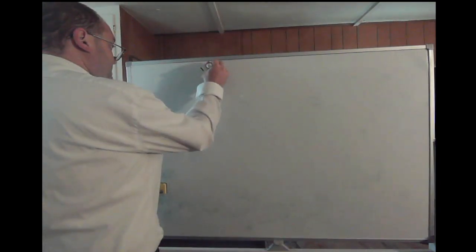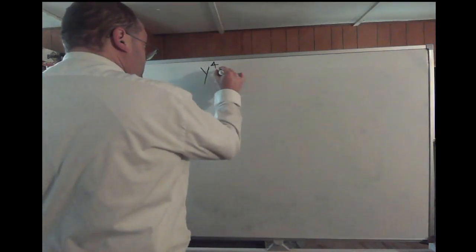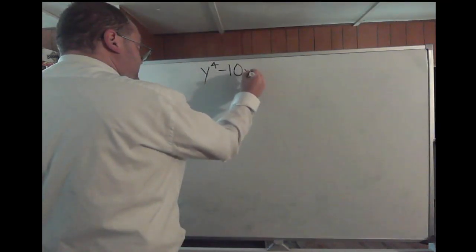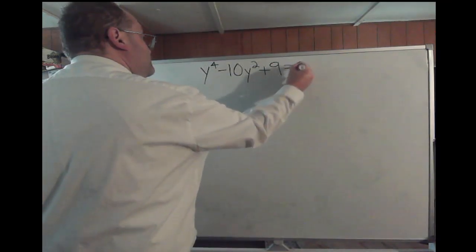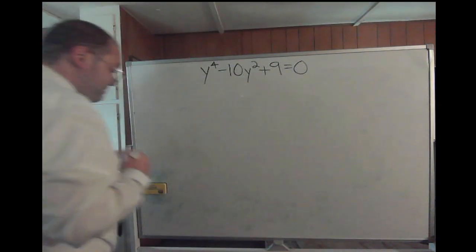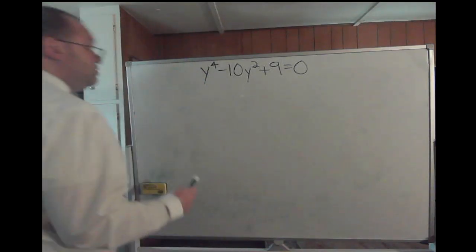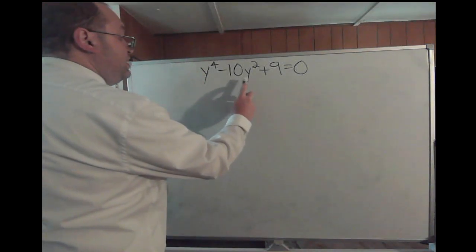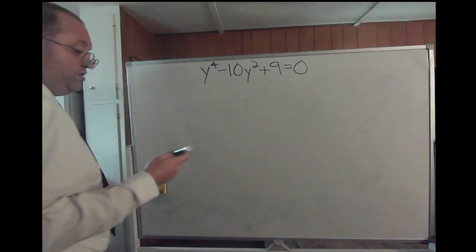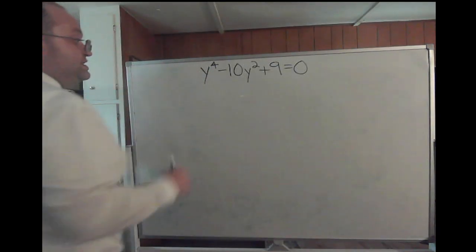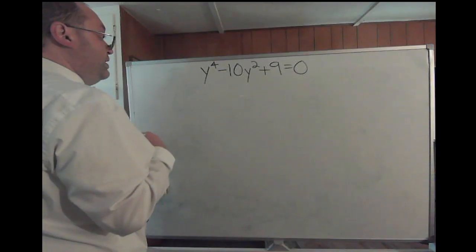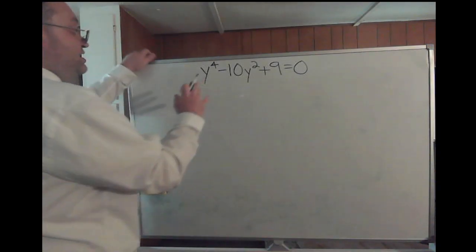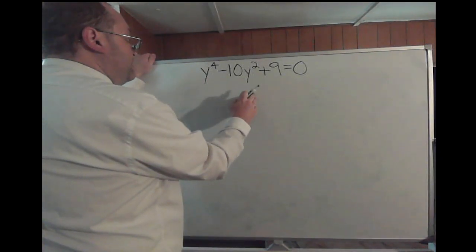So we got y to the fourth minus 10y squared plus 9 equals 0. This is to the fourth degree, so that tells you there should be 4 solutions. Well, let's factor this here. We could treat this like a quadratic.